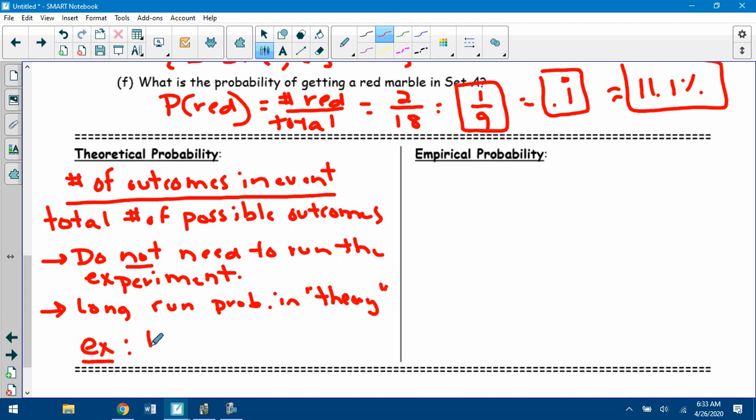So like when I say the probability of getting tails is 1/2, I didn't actually flip a coin when I said that. I said that if I were to do an infinite number of trials, essentially half of them would be tails.